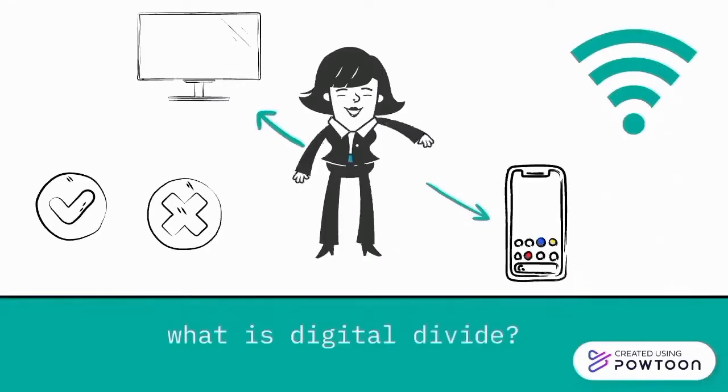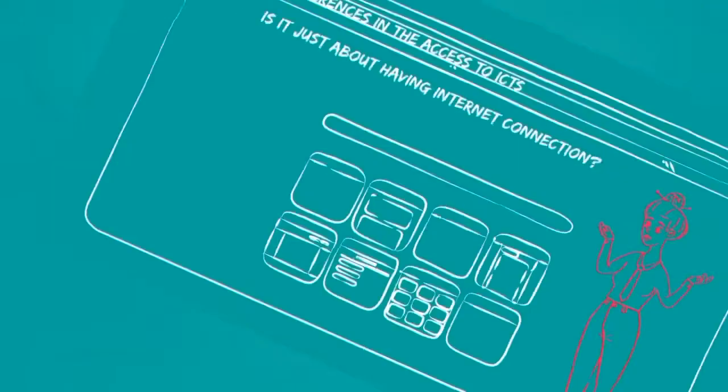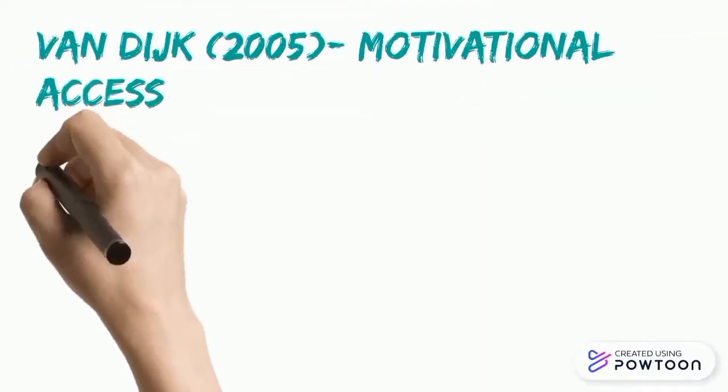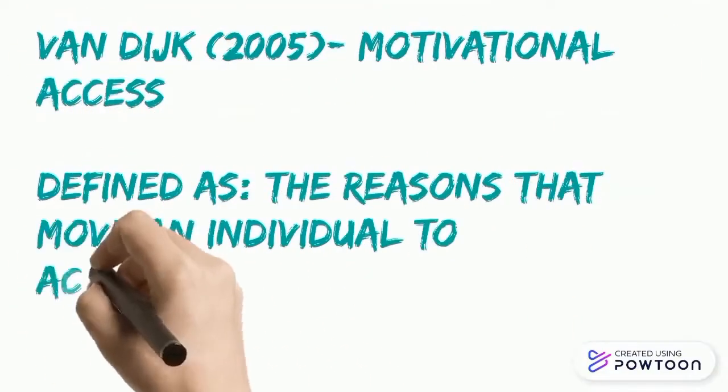So, what is digital divide? Well, the first studies on it define it as a lack of physical access to the ICTs, and it was measured by connected or not connected to the internet. However, it is not just about having internet connection. There are other aspects that determine the use and type of use of the ICTs.